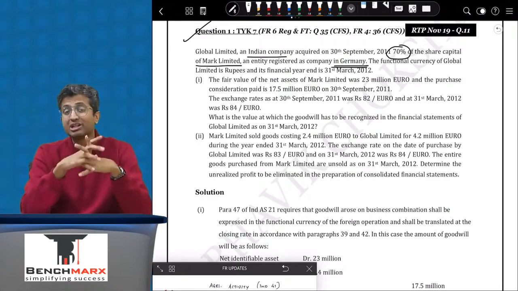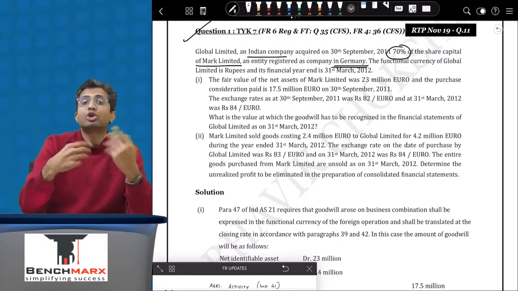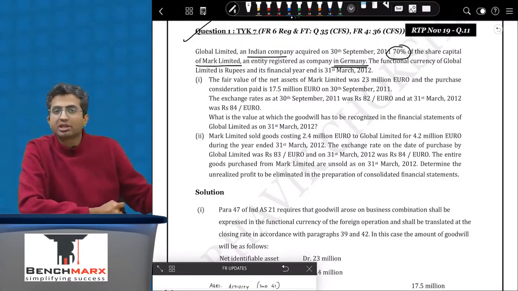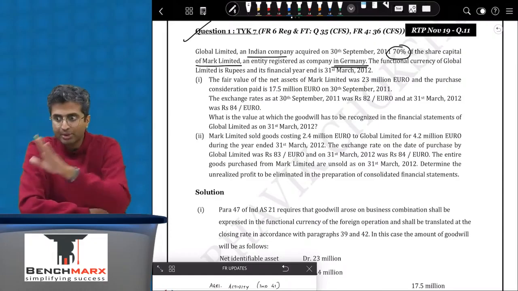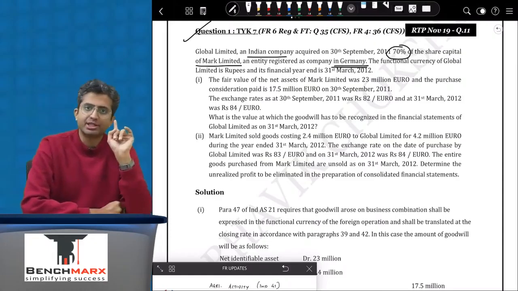Ind AS 21 mentions that goodwill in the foreign currency will remain constant. However, goodwill, like every other asset and every other liability of Mark, will be translated at the closing rate. In a similar way, goodwill will also be translated at the closing rate.